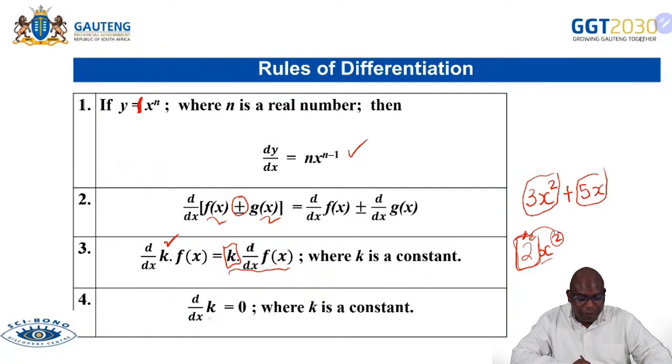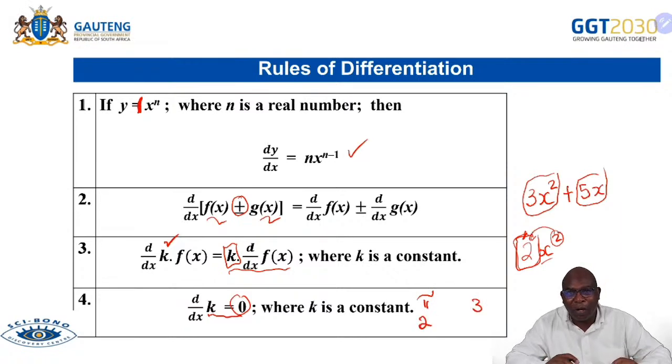The last one is differentiation of a constant, where k is a constant. When you differentiate a constant, the answer becomes 0. So a constant could be pi, it could also be a 2, or a 3. Even if it's a negative, it's still a constant.